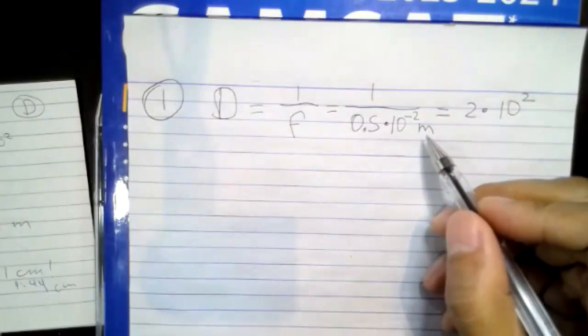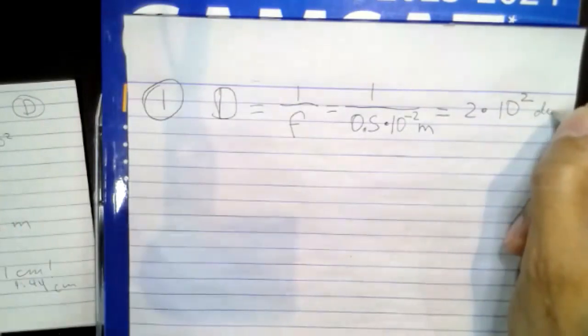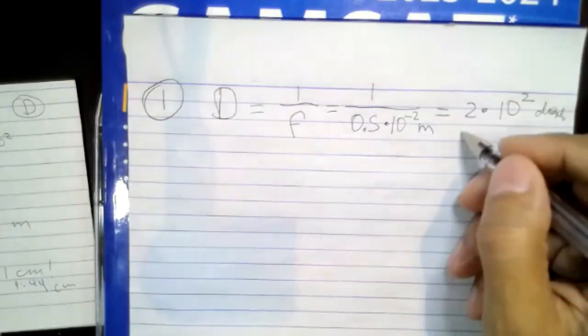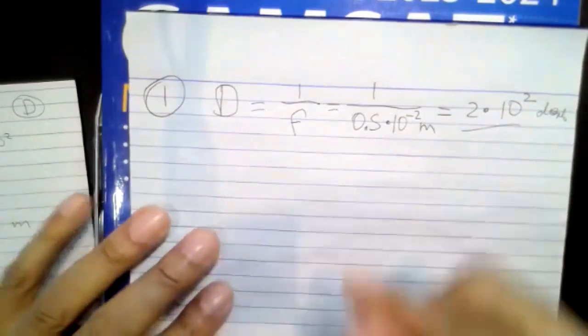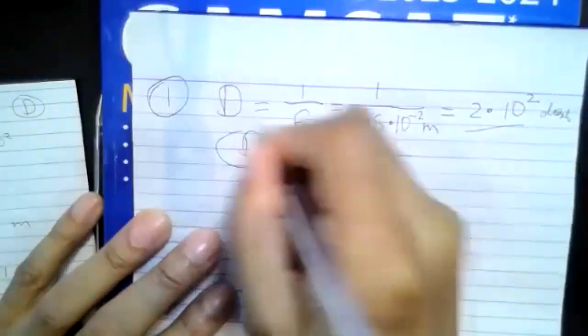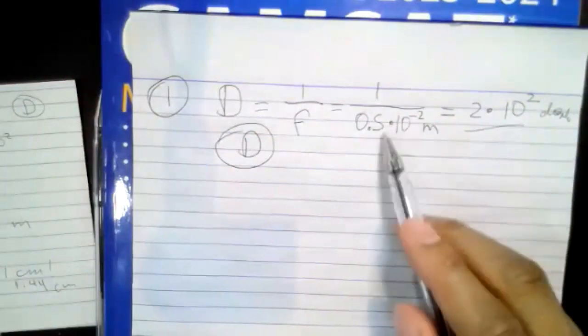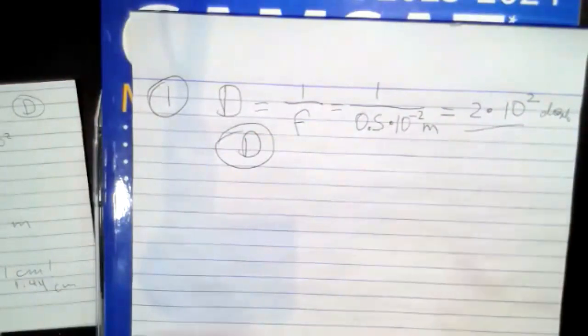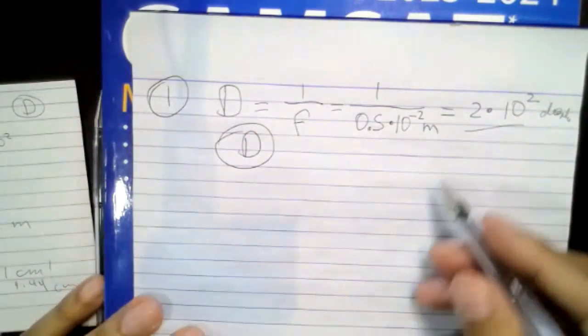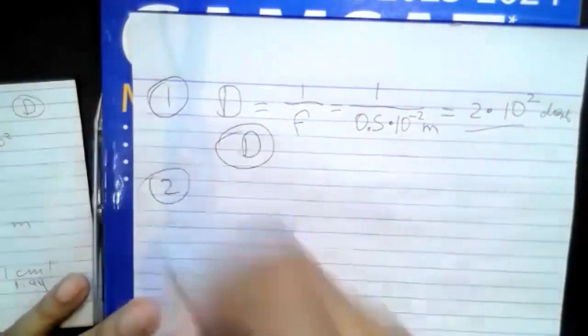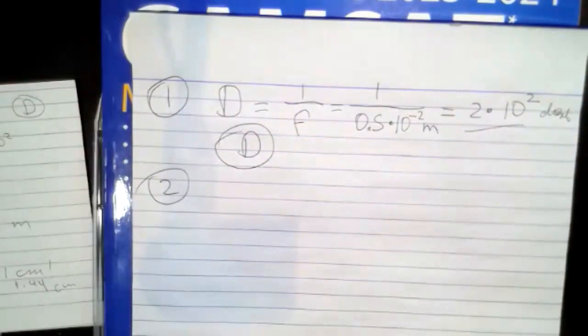So I did the proper conversion, and this gives me diopters. So this is, of course, 200. And so the answer is D. If you chose B, then you didn't do the proper conversion. And so that would be like a trap on the exam, just a very basic one. Okay. Does anybody have any questions about question number 1 before we move on?